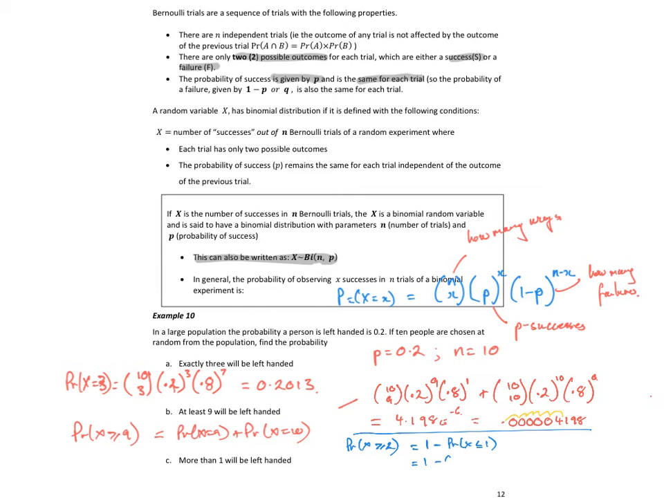So it's 1 minus x equal to 0. So I have 10 trials, 0 successes, 0.2 to the 0, 0.8 to the 10 failures, plus 10 trials, 1 success, 0.2 to the 1 success, 0.8 to the 9 failures. And now if we add all those up, what do we get? 0.62419.